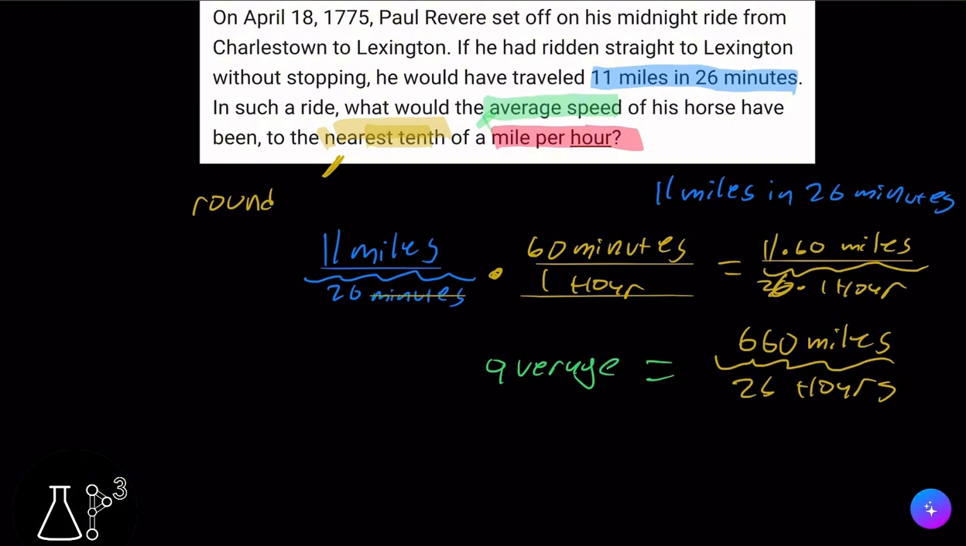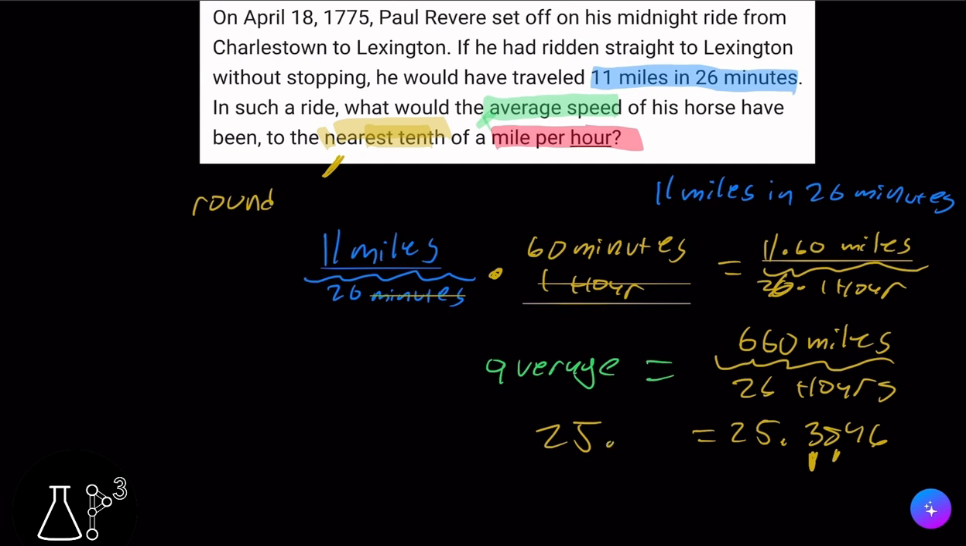However, they're asking us for the nearest tenth. So if we do 660 divided by 26, you should get 25.3846. That is a huge decimal, and they're asking us to round to the nearest tenth. All I have to do is look at the tenth place, which is the 3 right over here, and round it up. As we can see, there's an 8 after it. So 25.3846 rounds up to 25.4, and that is the average to the nearest tenth, and this is our answer.